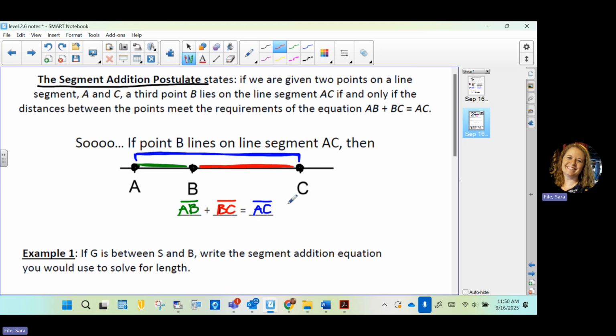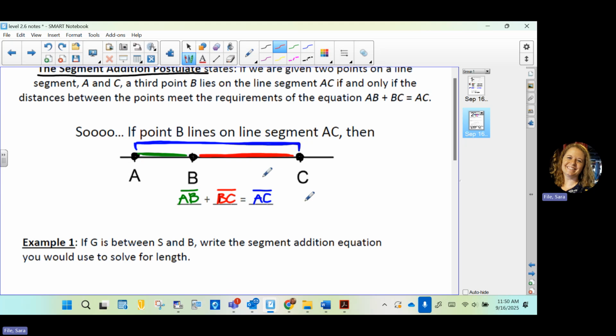Okay, so we'll try those examples beneath this when you come back from lunch. The bell's going to ring in a sec. I am recording, so I'm going to keep talking, but y'all have a good lunch.